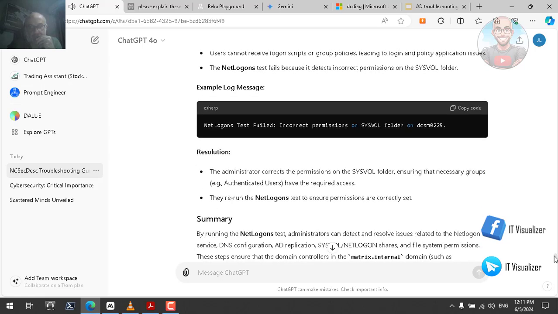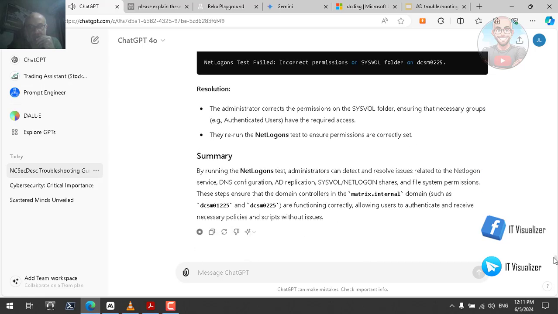Resolution: the administrator corrects the permissions on the Sysvol folder, ensuring that necessary groups, e.g. authenticated users, have the required access. They rerun the Netlogon test to ensure permissions are correctly set.